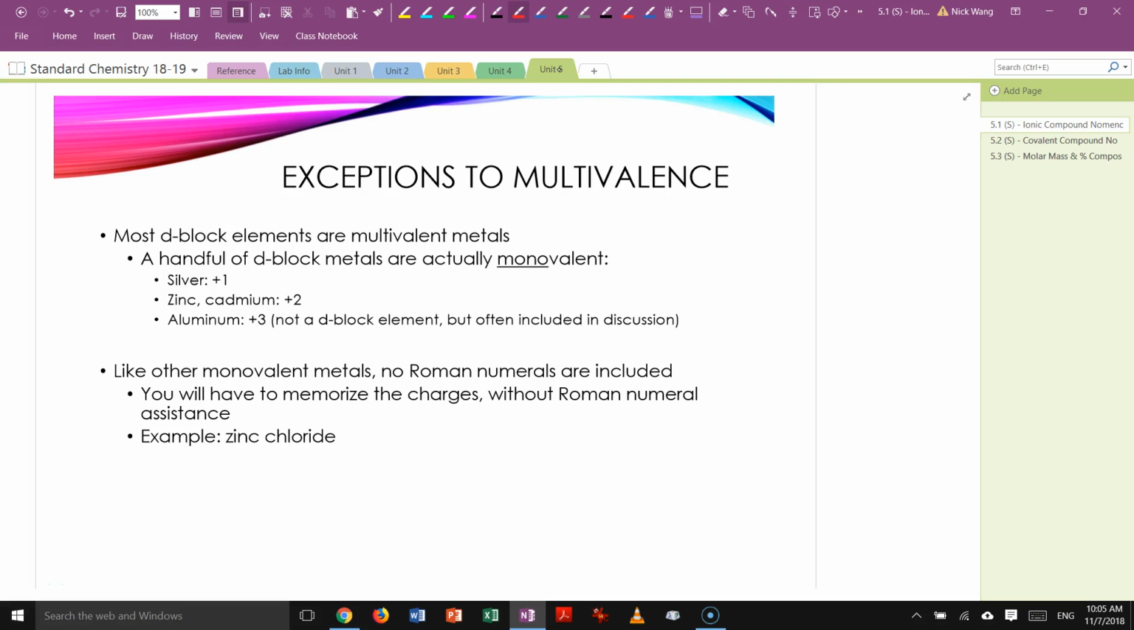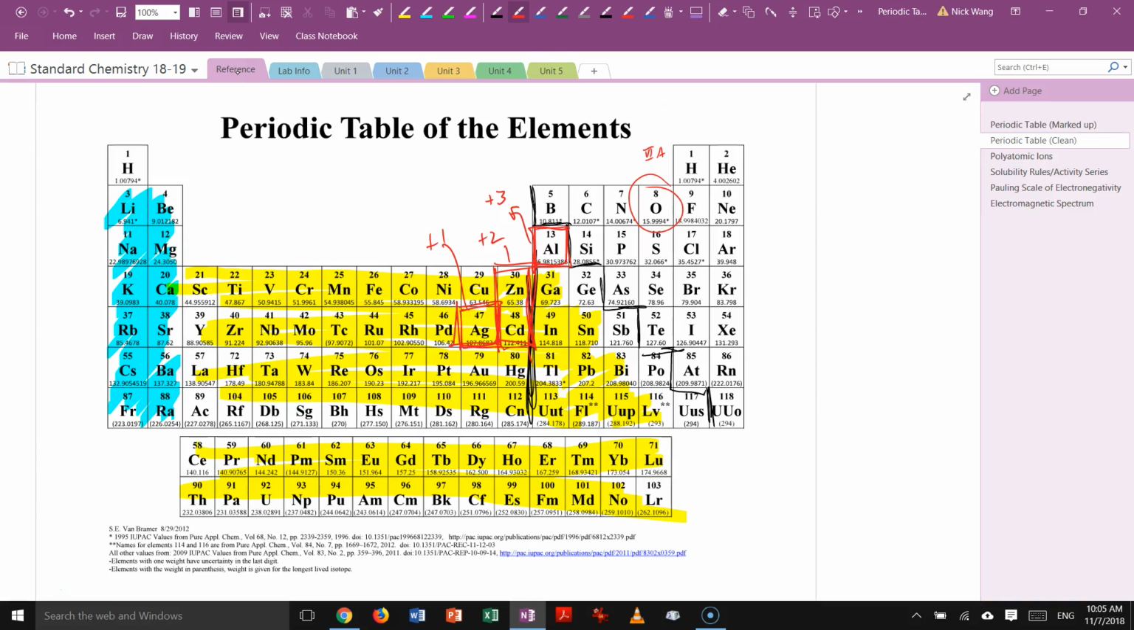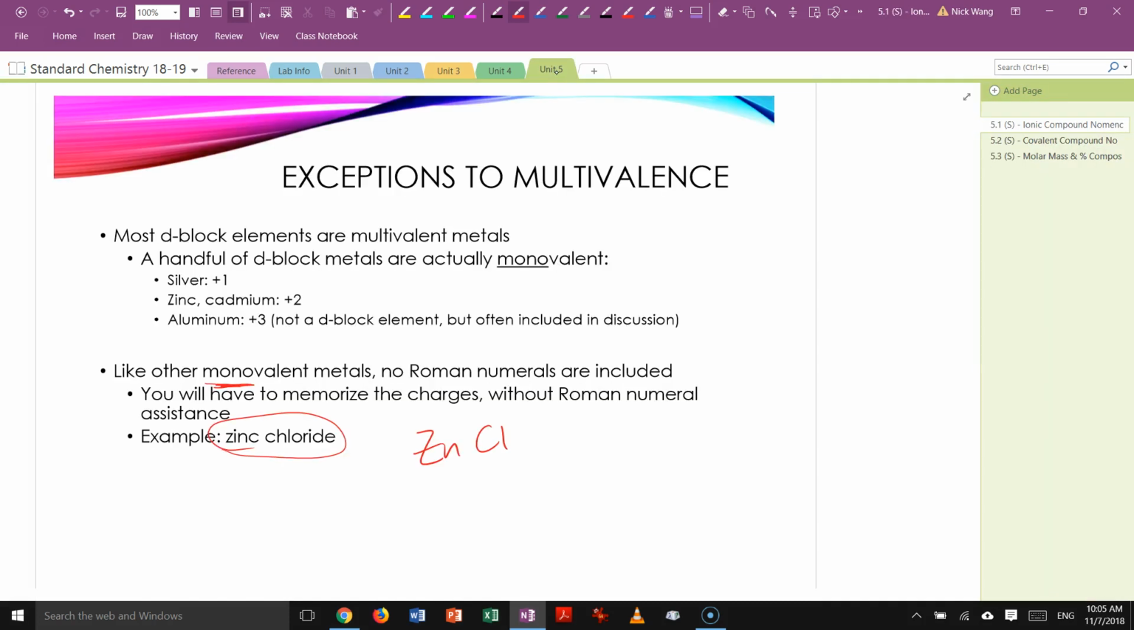One reminder: because these are all exceptions that require monovalent labels, they're not ones that have multiple possible charges, so no Roman numerals are included. You're going to have to know these charges. If you see, for example, zinc chloride, you'll say, okay, zinc I know is Zn, if you remember your periodic table and know the symbols, and chloride is Cl. I have to know what those charges are. Zinc doesn't fall into one of the known +1s or +2s, but you'll have to remember that this is one of the exceptions. So zinc, in fact, is going to be a +2 charge.